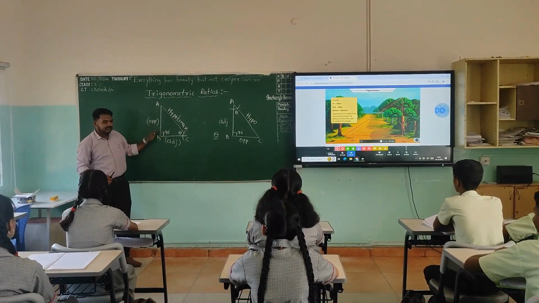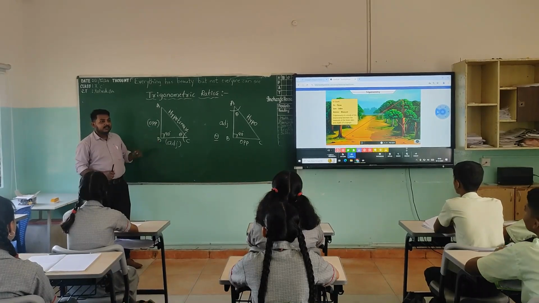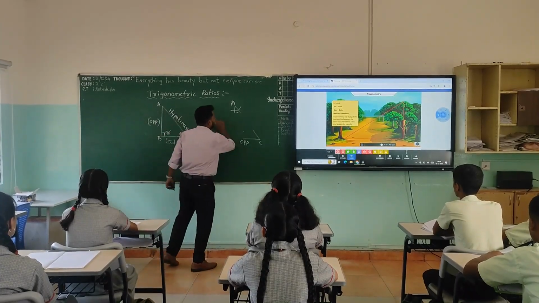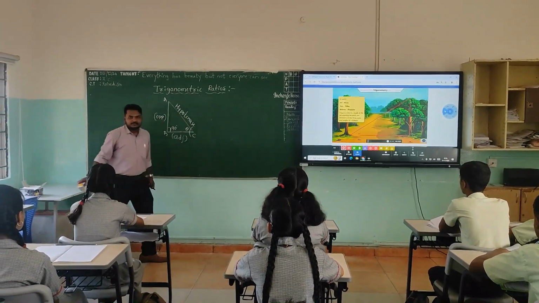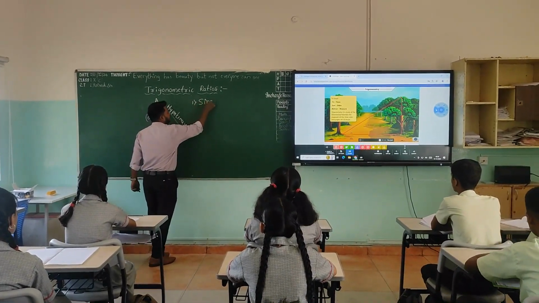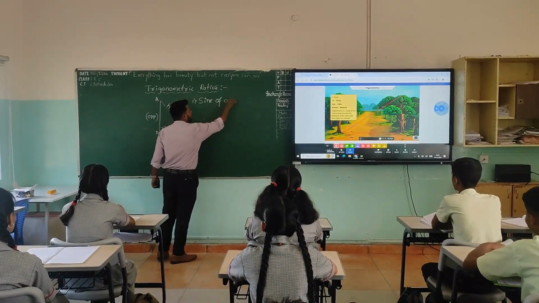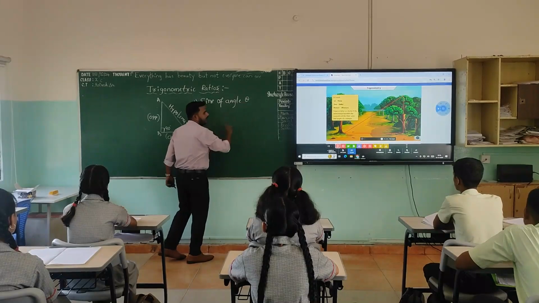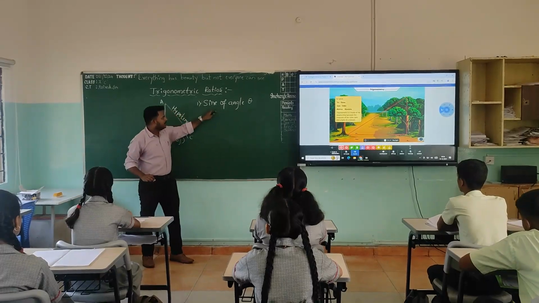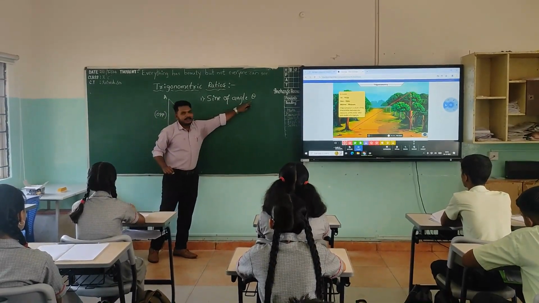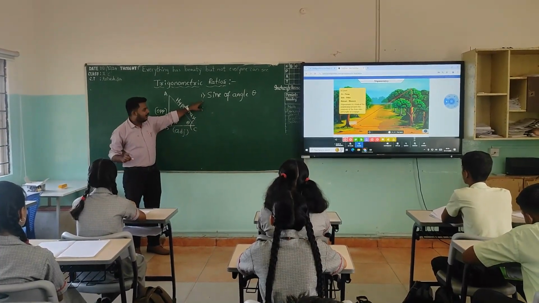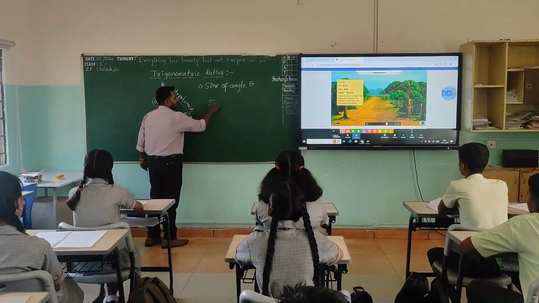Based on these sides, we have totally 6 ratios. Clear? So the first ratio we call sine. Correct? The first ratio is the sine of angle theta. Sine is a ratio, theta is an angle, so it is a combination of ratio and angle. So we get the first ratio, the sine of angle theta. Sine of angle theta we can write as sine theta.